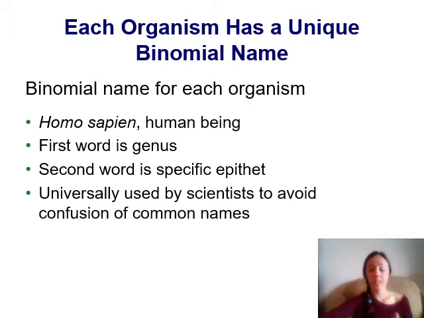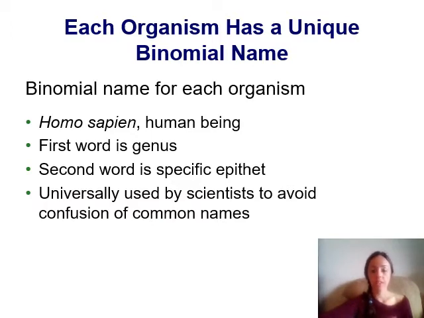So each plant, animal, and bacteria species that you can think of is going to have a scientific name. And each scientific name is a binomial name, which means it will contain two parts. It's going to contain a genus and a species name. Our scientific name is Homo sapien. And so the first part is Homo, and that's going to be our genus name.